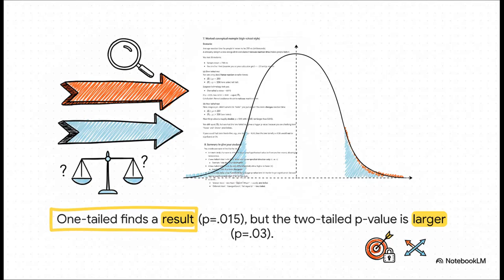Now, watch this. If the researchers decided beforehand to use a one-tailed test because they were only interested in a faster reaction time, they'd get a p-value of 0.015. Looks significant. But if they had used the more scientifically rigorous two-tailed test, the p-value would be 0.03. See how the p-value is exactly doubled? With the same data, the one-tailed test gives a much stronger-looking result. This shows how it's easier to find significance with a one-tailed test, and that creates a pretty dangerous temptation.